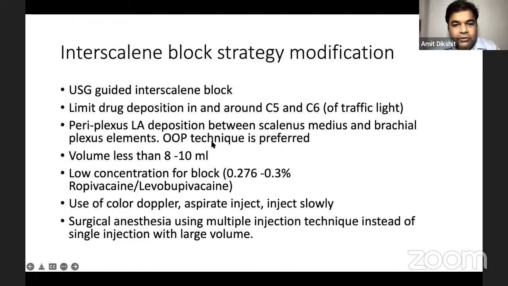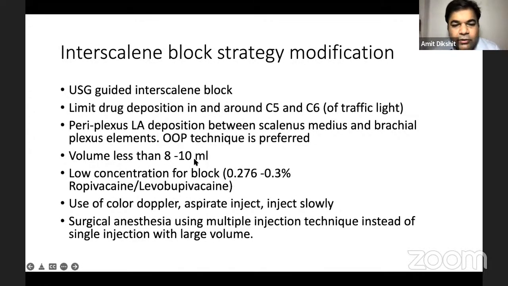Limitation in the drug deposition, as I was highlighting. I don't put my needle deep down. I just aim at the first two hypoechoic areas only. Therefore, going down up to the vertebral and causing an intrathecal or an epidural is never a problem with me. I do an out of plane peri-plexus LA deposition between scalenus medius and the brachial plexus, and therefore damage to the dorsal scapular or to the long thoracic nerve is often avoided.